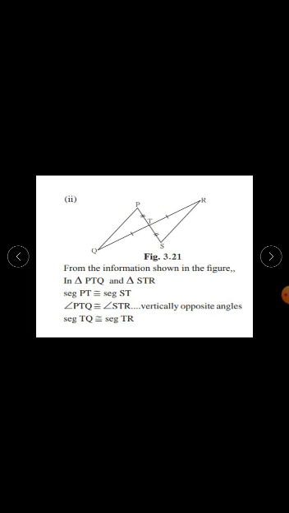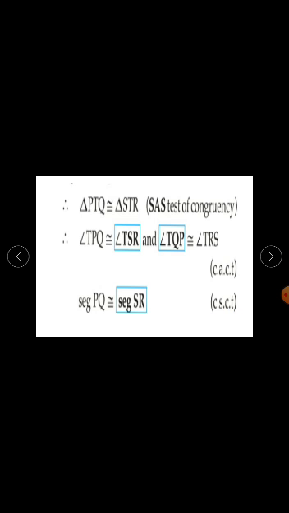And seg PQ is congruent to seg SR. The reason is CSCT, corresponding sides of congruent triangles. Here angle TPQ is congruent to angle TSR and angle TQP is congruent to angle TRS. The reason is corresponding angles of congruent triangles, in short form CACT. Seg PQ is congruent to seg SR, and the reason is corresponding sides of congruent triangles, meaning CSCT.